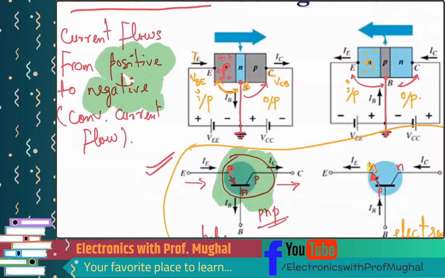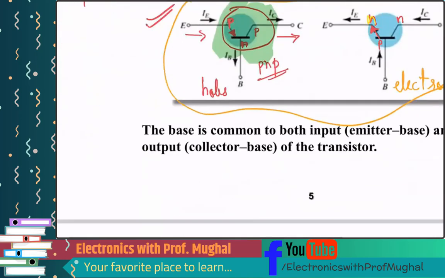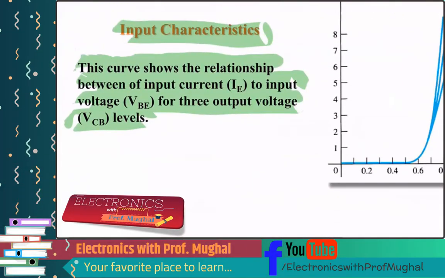The current is IE, right? On the input side. And on the output side, the current is IC. When you are looking at the input characteristics, you are basically seeing VBE versus IE. And on the output side, you are looking at the output characteristic, the graph which tells you VCB versus IC. So let's look at right here.